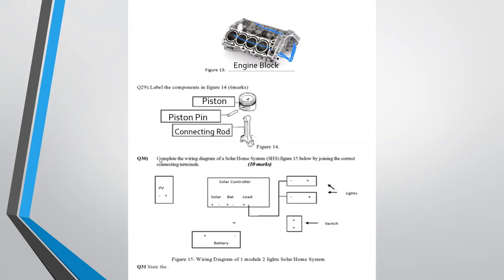Complete the wiring diagram of a solar system in figure 15 below by joining the correct connection terminals. You know, if you connect a wrong terminal to a wrong system, the solar system will never work. So you have to know where you are connecting your parts. So let's start connecting. The first part on the solar control is the solar panel. So you have to connect the solar itself. Whenever you are giving such a question, make sure you use a ruler to make it work very nicely. Yeah, I can use a ruler here. I'm using a pen. So the positive of the solar will go to the positive terminal. The negative will go to the negative terminal.